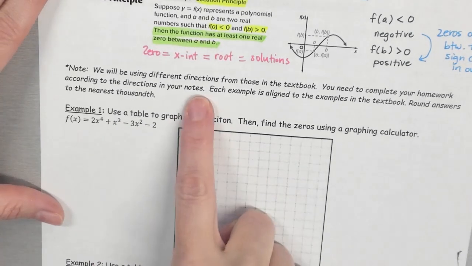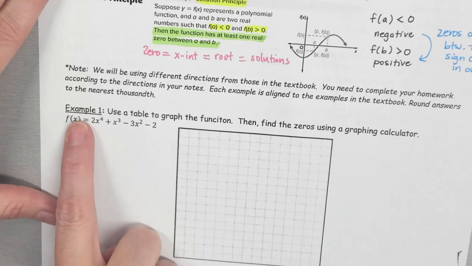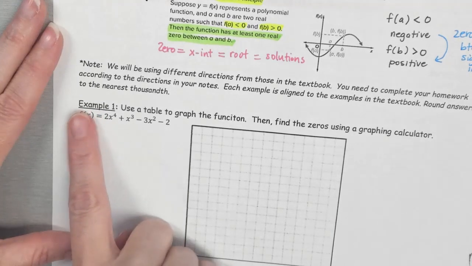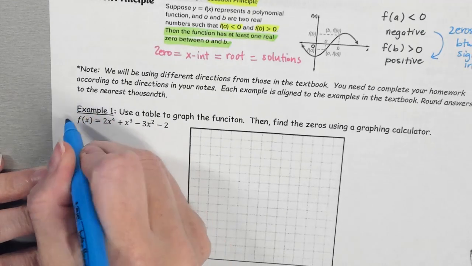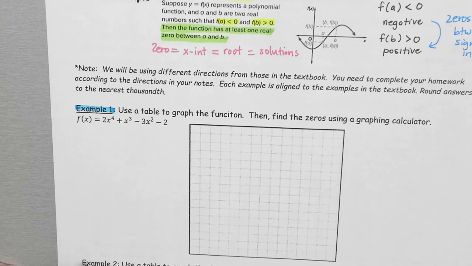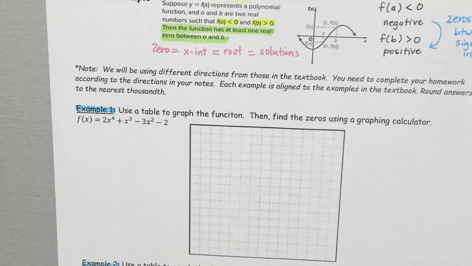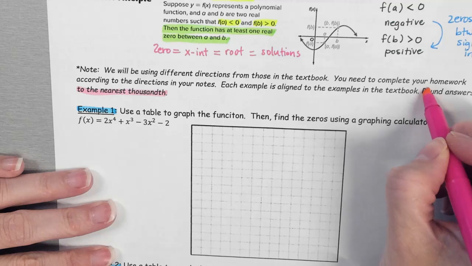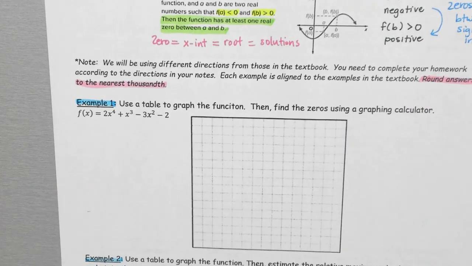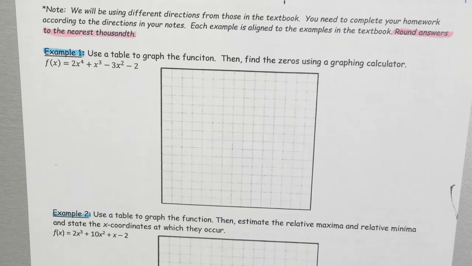So what I did is I just aligned each example to the one in the textbook. So for example 1 in your textbook, when we do this tomorrow, you are going to follow these same instructions, okay? For example 2, you're going to be following those same instructions. So make sure that you pay attention to that tomorrow, and I'll give you another reminder. And then we're going to do a lot of rounding today, so we're going to round answers to the nearest thousandth. We'll do that consistently throughout this section.